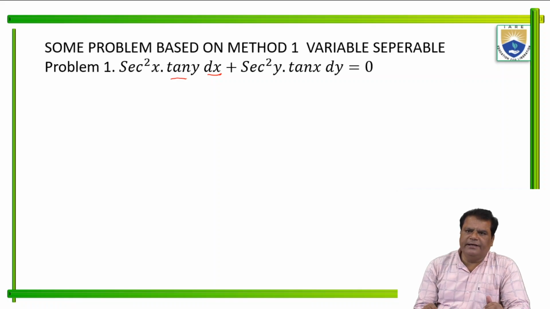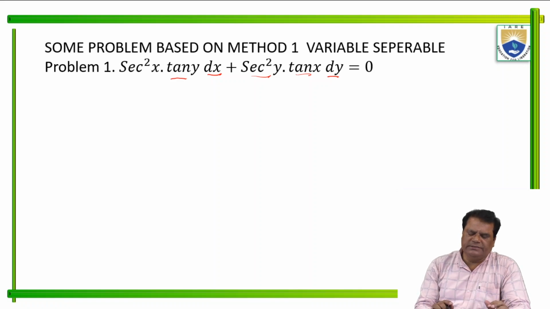Next, in the second term, sec square y is a function of y, into tan x, and with dy we integrate with respect to y, but tan x is a function of x, so tan x is wrong here. So we remove tan x from this side. Variables are separate means that on one side there is only a function of y, and on the other side only a function of x.